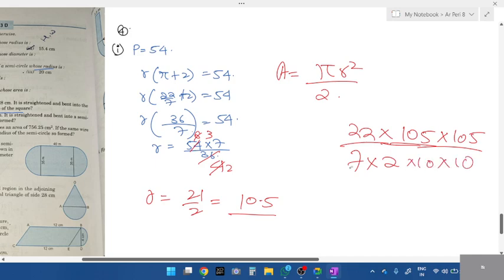10 into 10. 2 ones are 2, 11s are 22. How many times does 7 go in 105, students? 7 ones are 7. 15 times. So multiply 15 into 105, then you can use decimals, or you can reduce it. If you want, you can reduce or use the decimal shifting method.